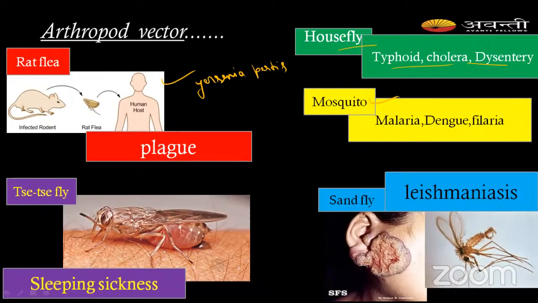Mosquito is going to cause malaria and dengue fever, right? And the tsetse fly causes sleeping sickness. Here you have to remember, students, Trypanosoma. It is going to cause sleeping sickness. Then coming to Leishmania, it is by the sandfly.